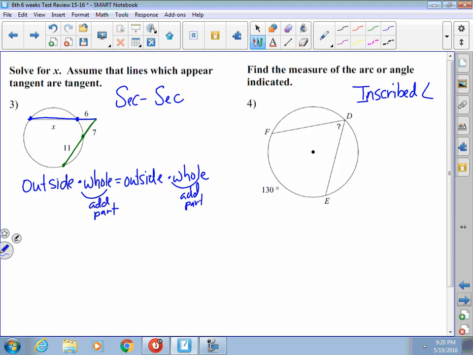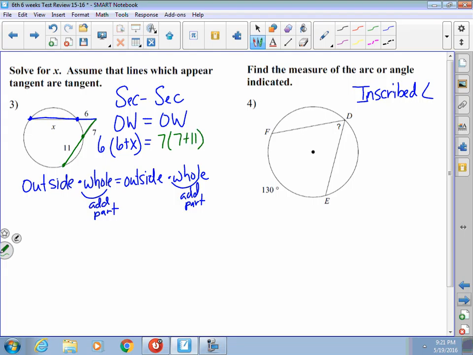All right, so I'm just going to abbreviate this. Outside whole, that's OW, or WO if you want to do it in the opposite direction. But it's easy if you start with the outside. So outside I have the 6. I'm going to come here and add the parts. This is going to be 6 plus x is equal to what's on the outside of my green secant, which is 7. It's going to be multiplied by the whole one, adding the parts.